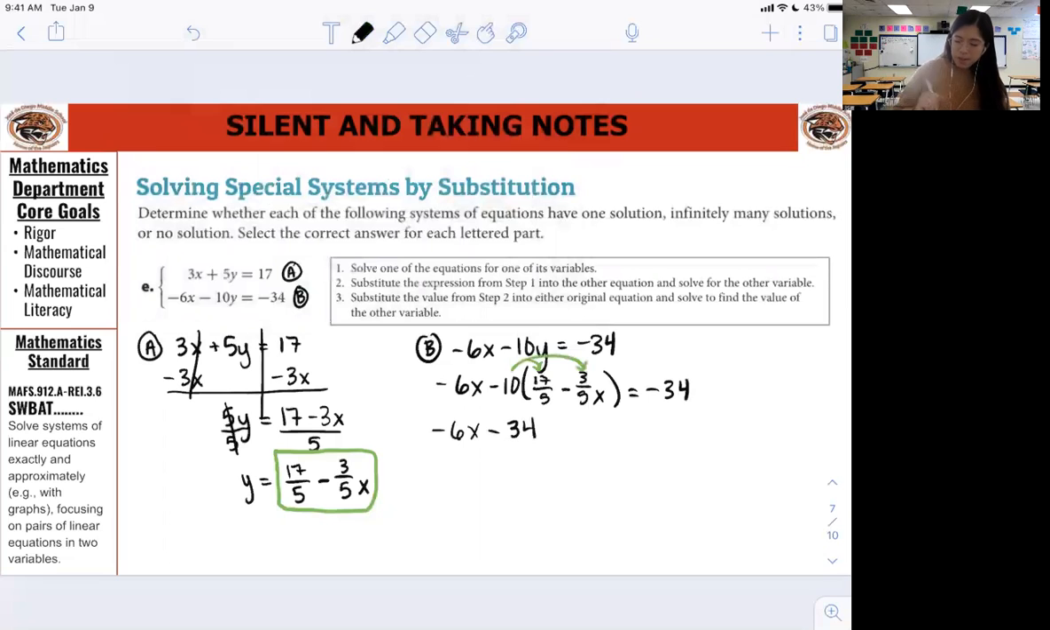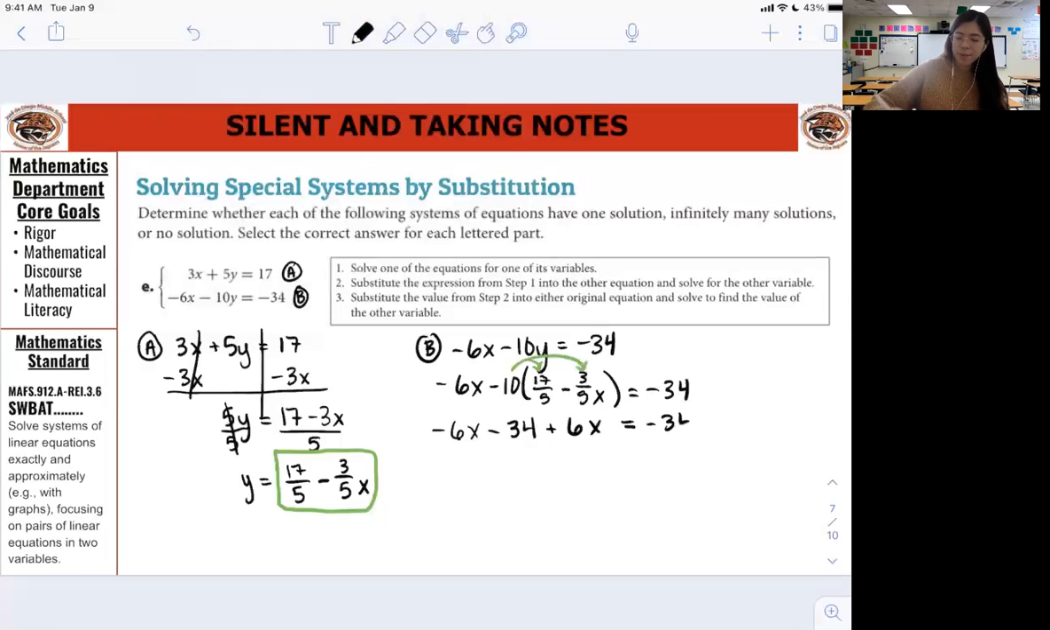What about 10 times 3? 30. 30 divided by 5? 6. 6, good. Now, is that going to be positive 6 or negative 6? Negative 6. Positive 6, because we're doing 10 times negative 3 over 5. So that's a negative times a negative, which is a positive.